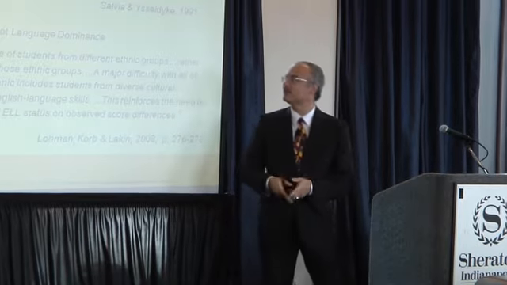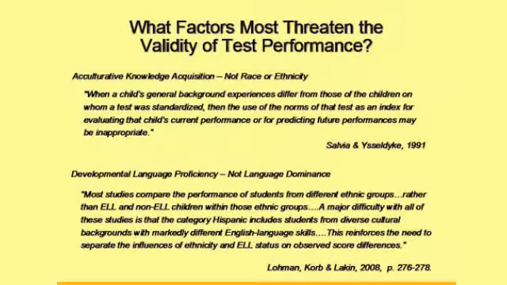The two issues, as I've already pointed out, are acculturative knowledge acquisition and the developmental language proficiency. And this is different than dominance. I know a lot of procedures call for you to evaluate the language dominance of the individual. And then they tell you, evaluate in the dominant language. Okay, so what does dominance mean? You speak one language, you speak another. If you know 10 words in one language and you know 6 words in the other language, you're dominant in the 10-word language. Does that mean you're proficient in that language? No.